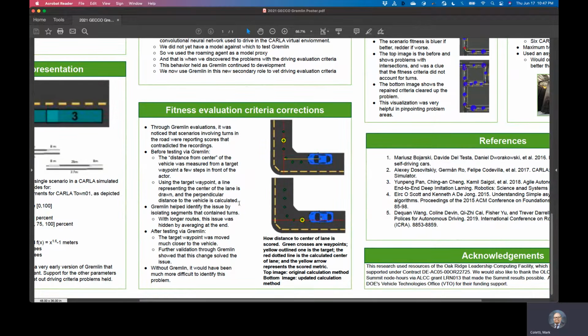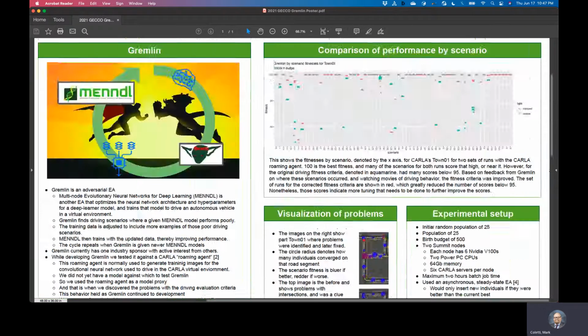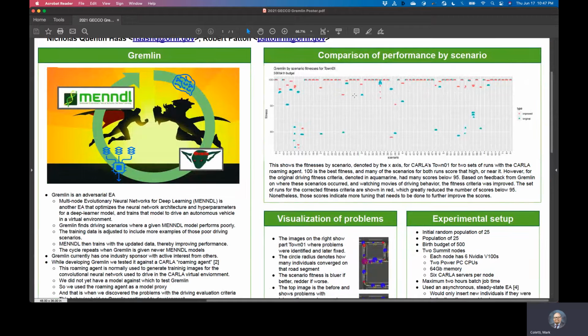And how was it broken? We needed to adjust how the waypoints were being handled for doing turns. Once we made those corrections, to go back up here, the red shows that we had a marked improvement in the roaming agent. And actually, since these results were done several months ago, we've improved this even further.